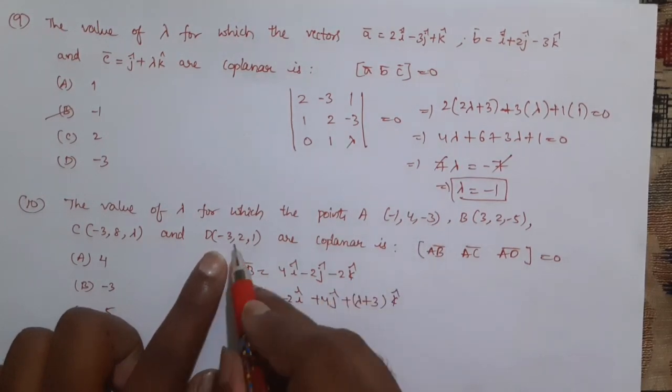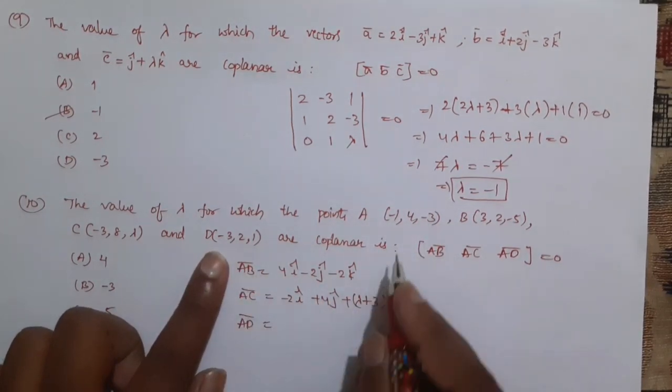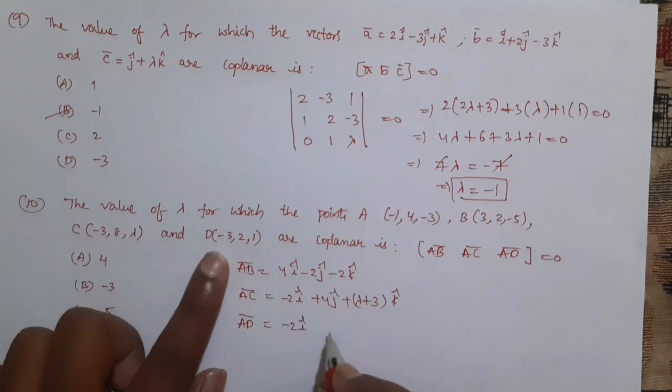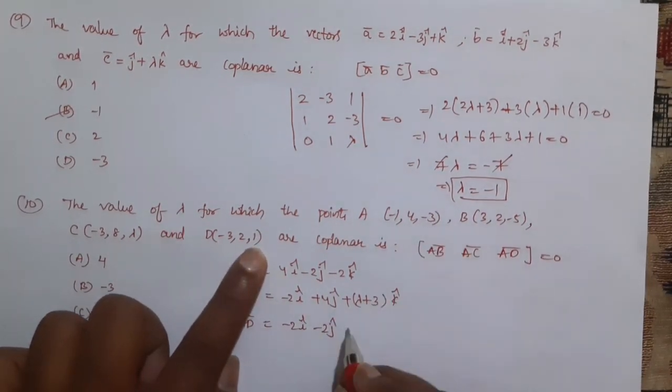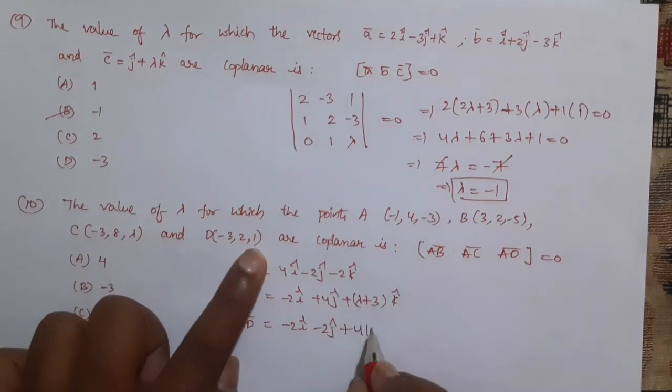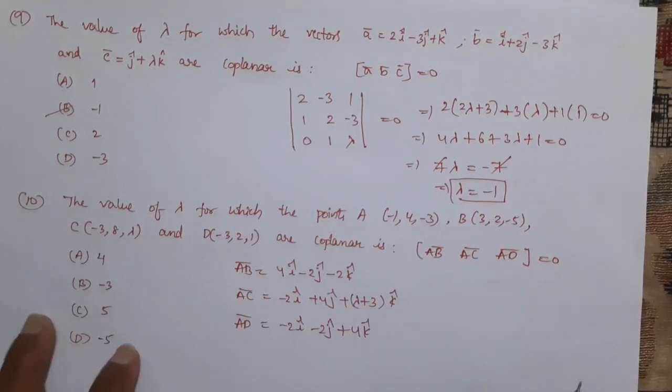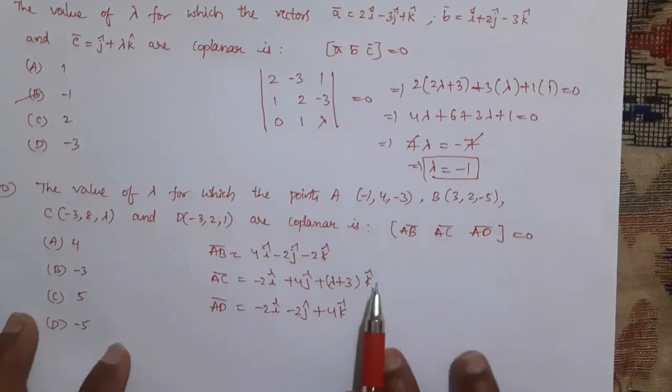OD minus OA. Minus 3 of minus 3 of plus 1 is minus 2i cap, 2 minus 4 is minus 2j cap, 1 minus of minus 3 is 4k cap. So now we got AB, AC, AD. Now we need to find the box.